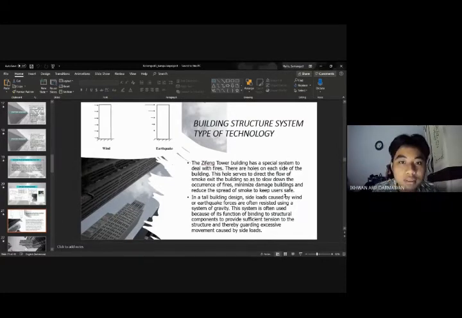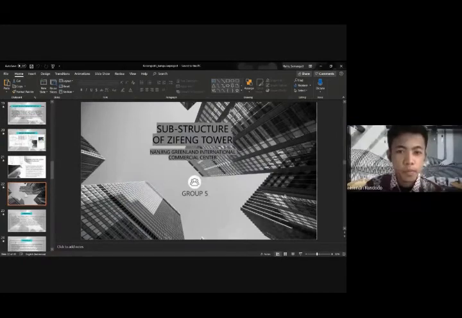Building structure system, type of technology. First, the Zifeng Tower building has a special system to deal with fire. There are holes on each side of the building. These holes serve to direct the flow of smoke out of the building, so as to slow down the spread of fire, minimize damage to the building, and reduce the spread of smoke to keep users safe. The next material is the substructure of Zifeng Tower.